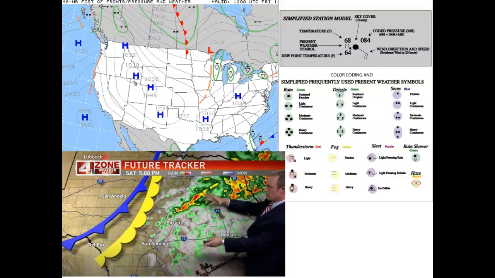So that's my little summary about forecasting. Again, the main message is it's not easy. Meteorology is not easy, and we do the best we can, but the better observations we have, the better computer modeling software we have, the better we'll be.